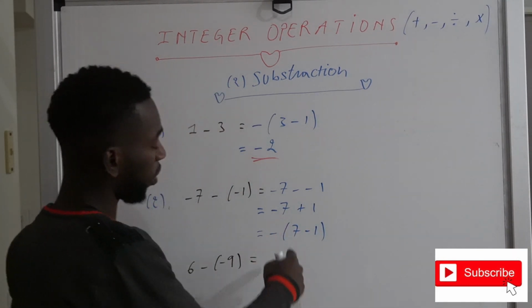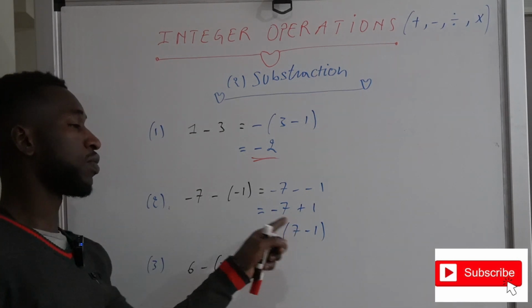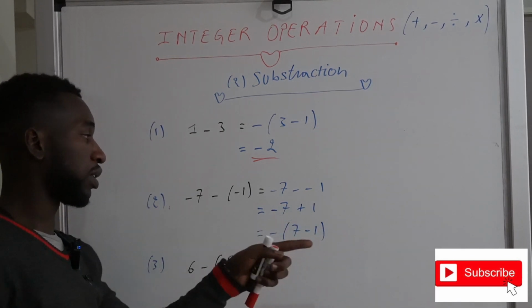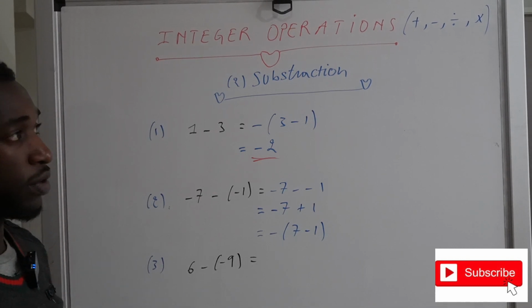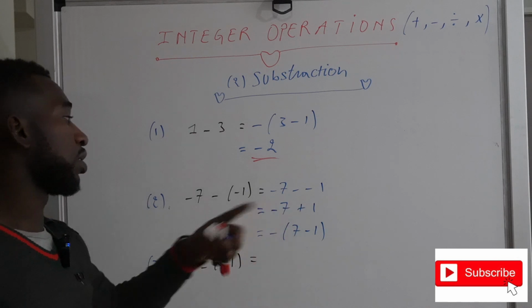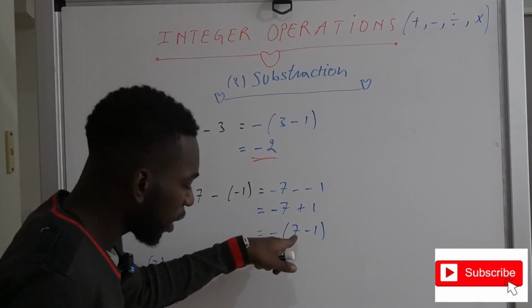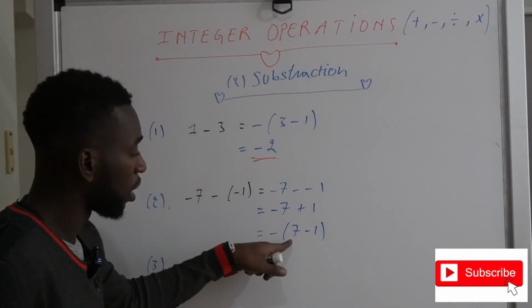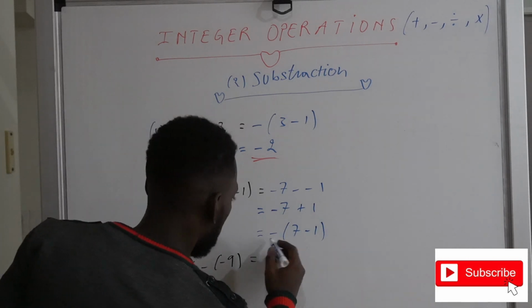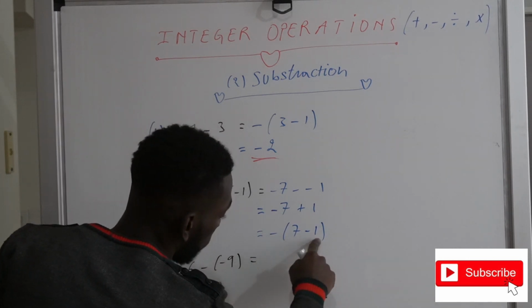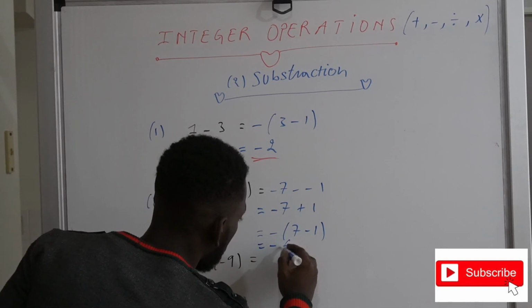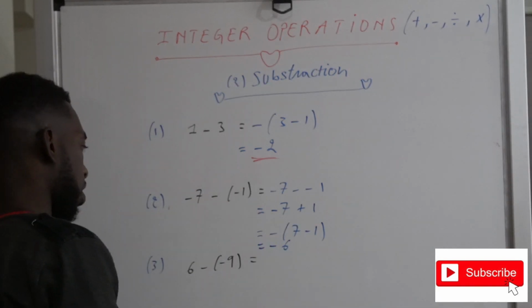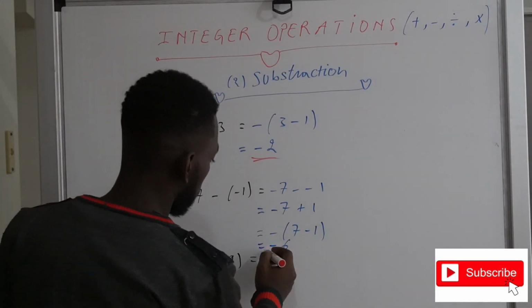Why am I doing this? Because 7 is greater, it's easy to take 7 minus 1 rather than going the other way, because you are not familiar with this. But as you get better, it will be easier to see it straightforward. Now when you do this, you get negative, so 7 minus 1 is 6. Then you don't forget the negative, so you get negative 6, and negative 6 is your answer.